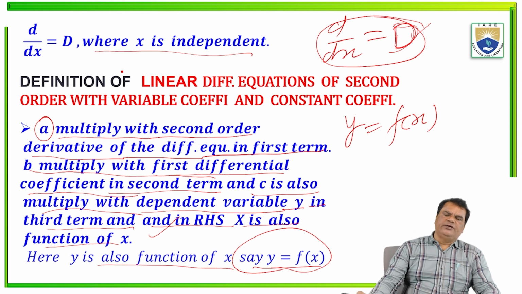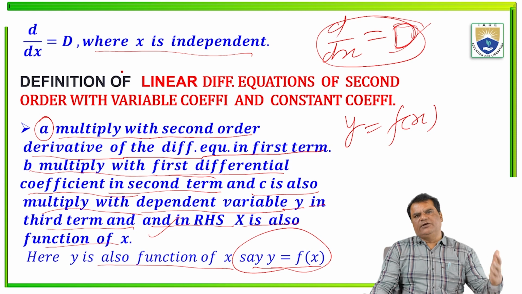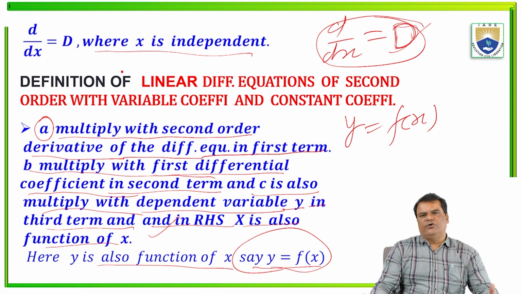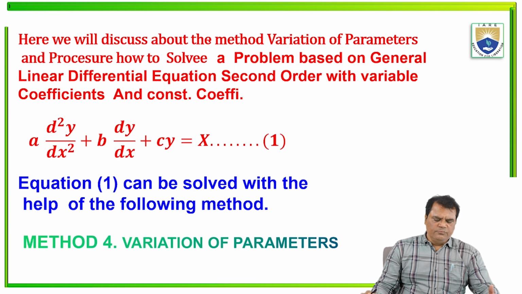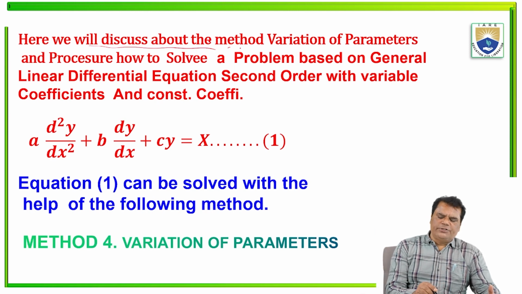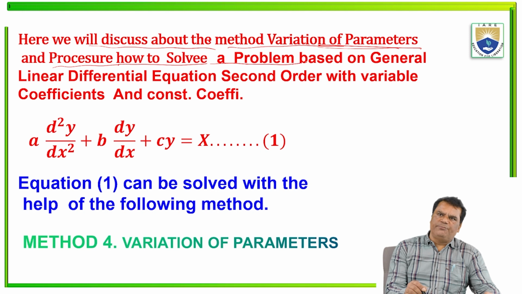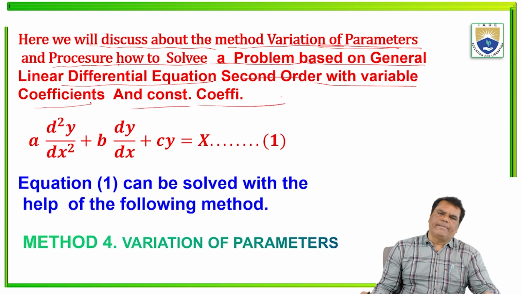So this differential equation is known as a linear differential equation with variable coefficient of second order. Now here we will discuss the method of variation of parameters, and we will discuss in detail the procedure, how to solve a problem based on the general linear differential equation of second order with variable coefficient and constant coefficient.